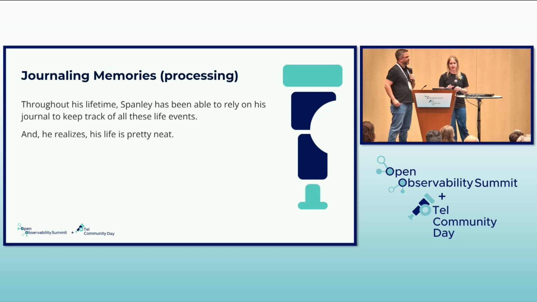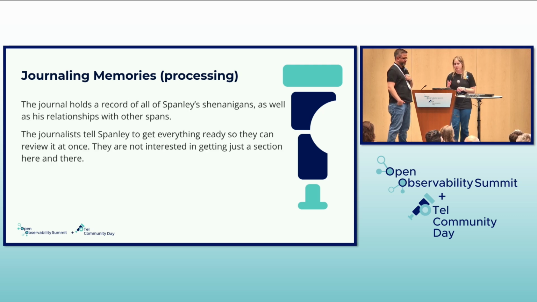So as he starts reaching the end of his life, he prepares to get his journal ready for publication. He realizes more people need to know about Spanley's life. So the journal holds a record of all of Spanley's shenanigans, his relationships with other spans, all the life events that he's had. He has filled his journal all the way to the very last page to make sure that not a page is wasted. The adventures are sitting idle in the journal, waiting to be shared.